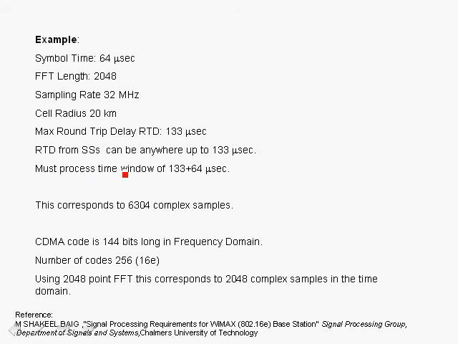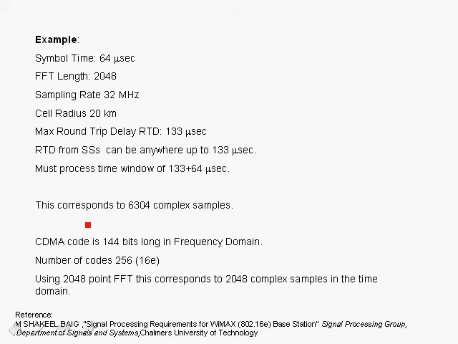So the time window that the base station has to process in order to figure out what the timing offset or the round-trip delay is, is 133 plus 64 microseconds, the 64 microseconds being the symbol time. If we take this time duration, 133 plus 64 microseconds, at a sampling rate of 32 megahertz this corresponds to 6,304 complex samples. So that's the amount of samples that have to be processed by the base station in order to figure out what the round-trip delay is to the subscriber station and, of course, program the correct timing offset.